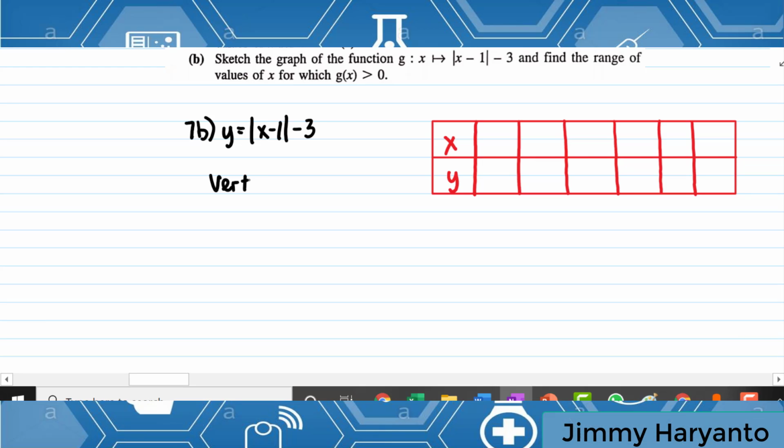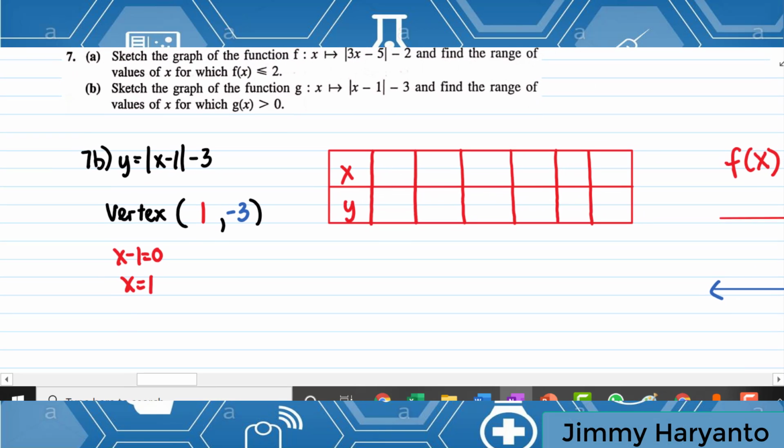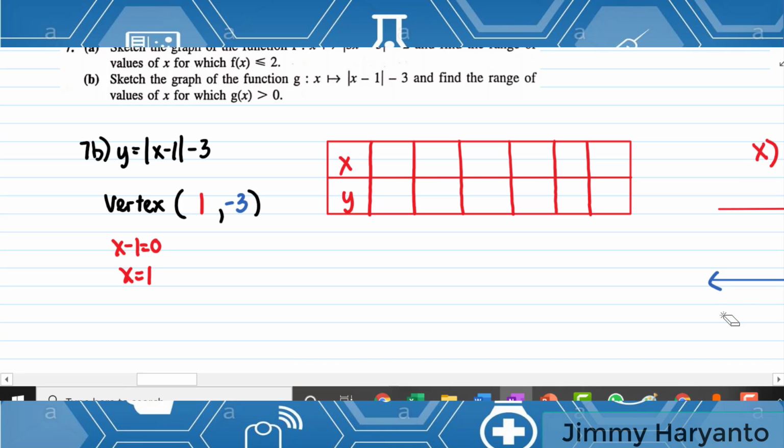First we have to find the vertex. The vertex comes from x minus 1 equals 0. We will get x equals 1, so we write 1 right here, and then the constant is negative 3, so we write negative 3 right there. So we have the vertex (1, -3). Now we have to create the table around 1, maybe 0, and then 2, 3, 4, -1, and -2.